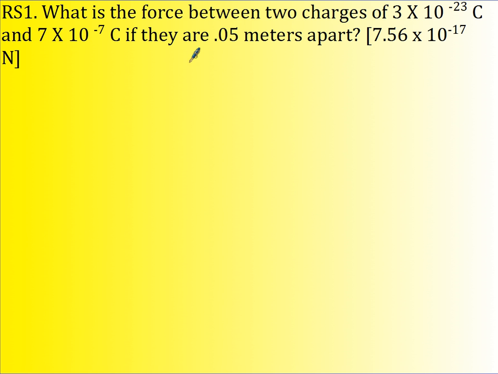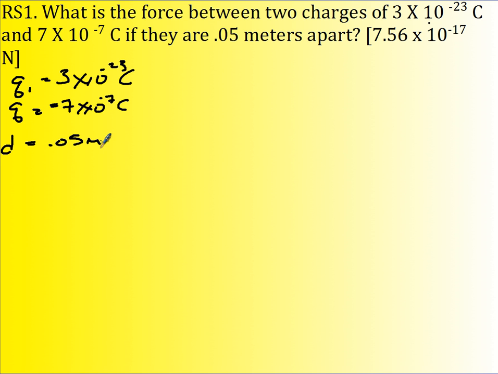Now, what is the force between two charges, 3 times 10 to the negative 23 coulombs and 7 times 10 to the negative 7 coulombs, if they're 0.05 meters apart? Well, make sure you give me your givens. Q1 is 3 times 10 to the negative 23rd coulombs. Q2 is 7 times 10 to the negative 7 coulombs. And the distance between them is 0.05 meters.